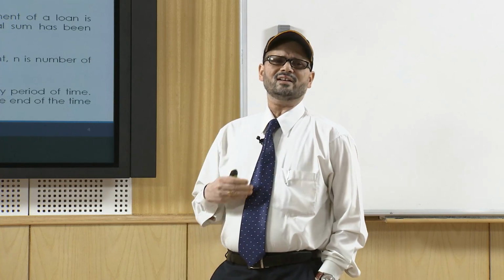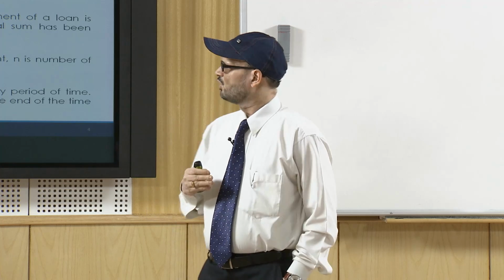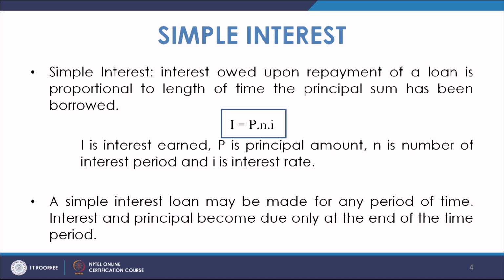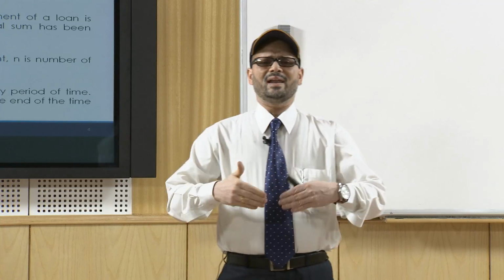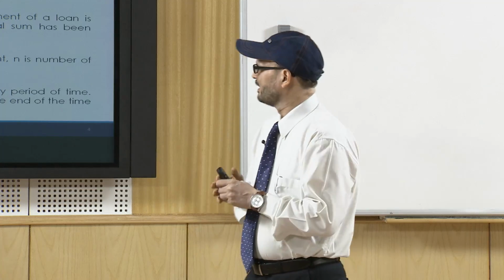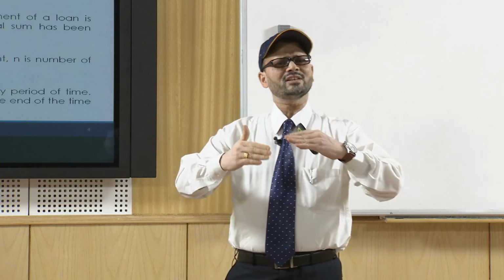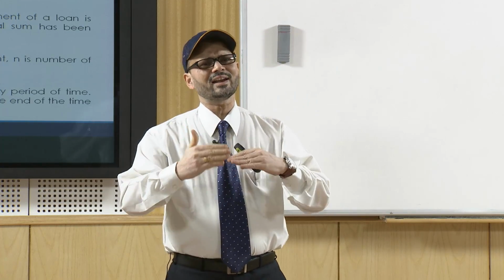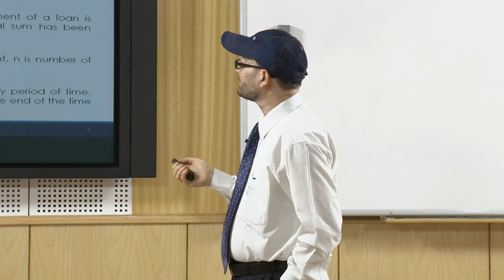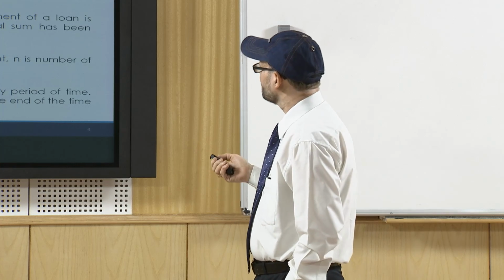So first of all let us see what simple interest is. We all know that simple interest is the interest owed upon repayment of a loan, and it is basically proportional to the length of time the principal sum has been borrowed. Suppose a person is lending a certain amount for 4 years, then he will get a certain interest, and if he lends the same amount for 8 years, he will get double that interest. So that is linearly varying, and in that case it is known as simple interest.